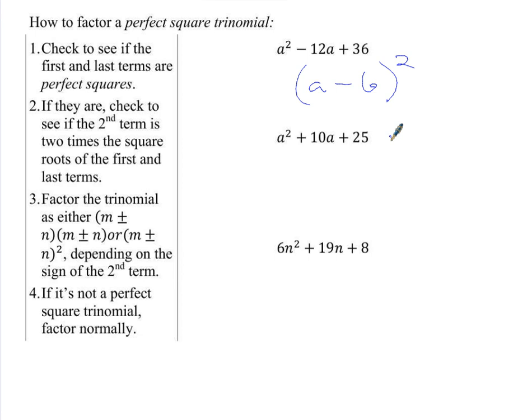We don't know for sure. We have to finish the pattern. So the square root of a squared is a. The square root of 25 is 5. Put them together and you get 5a. Double it and you get, is that the middle term? Yes, we do get the middle term here. So this is a perfect square trinomial. I can write it like one. The sign in between will be plus because of that plus right there. Plus, and then my first term will be a. My last term will be 5.